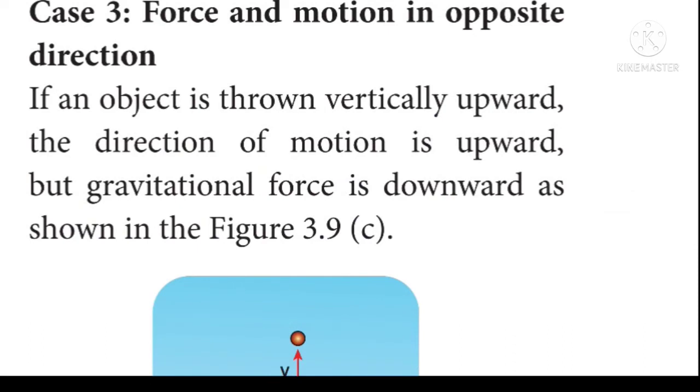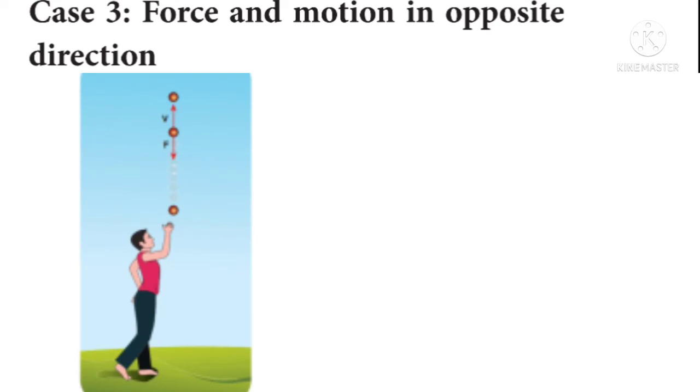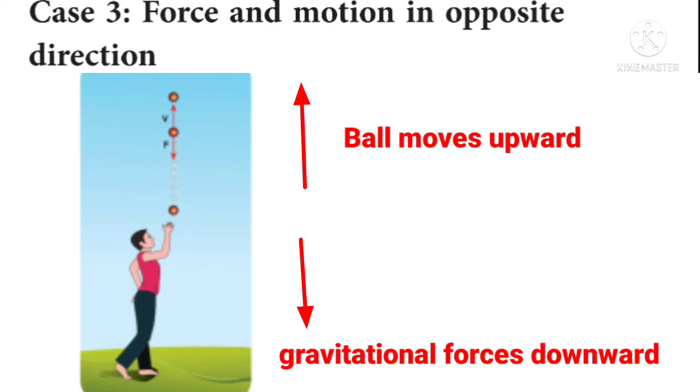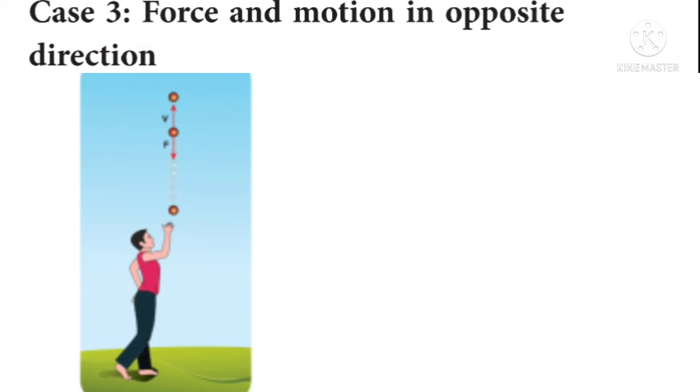Next, case 3. Force and motion are in opposite direction. Look at the picture. If an object is thrown vertically upward, the direction of motion is said to be upward, but the gravitational force is acting downward. So in this case, the gravitational force is downward, at the same time the direction of motion is upward. So we can say that the force and the motion are in opposite direction.